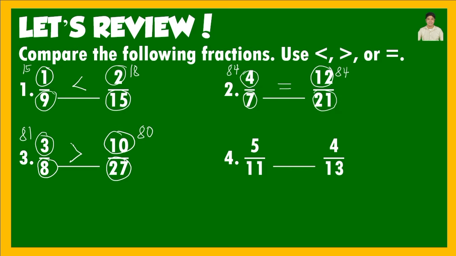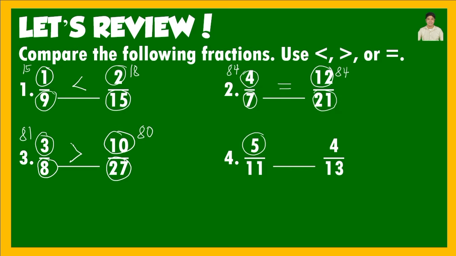Kasi, ang 12 over 21, kapag sinimplify natin yan or kinuha natin yung lowest term, ang magiging sagot po natin dyan is yung 4 over 7. Kaya po, equal sila. Next, last, 5 over 11 and 4 over 13.